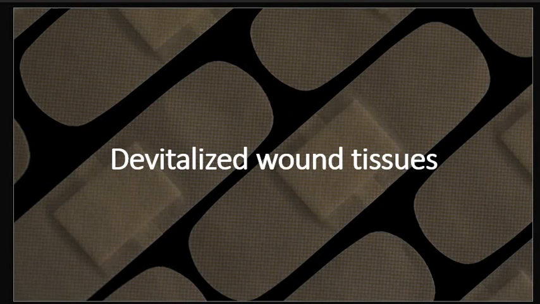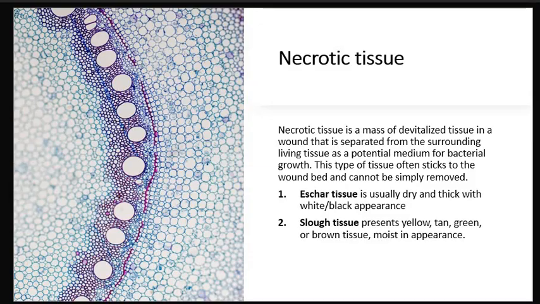And in the wound healing process, due to some internal and external factors, some dead or devitalized wound tissues are formed over the wound, which is a sign of poor wound healing. So, in this lecture, we will discuss those dead or devitalized wound tissues. There are basically four types of dead or devitalized wound tissue. The most common one we usually witness is necrotic tissue.